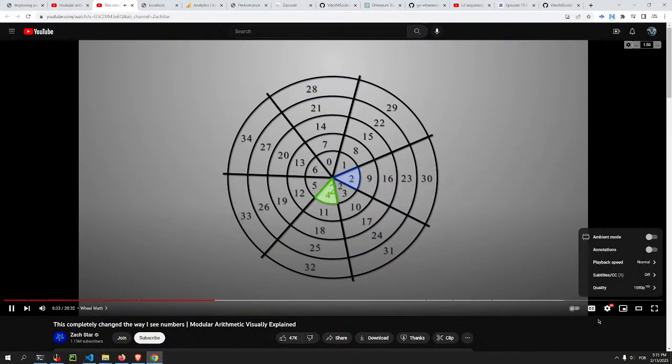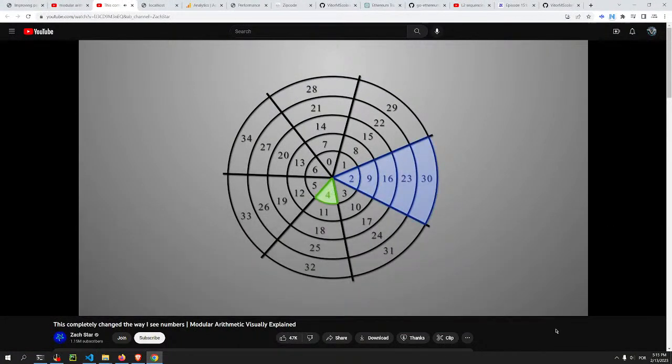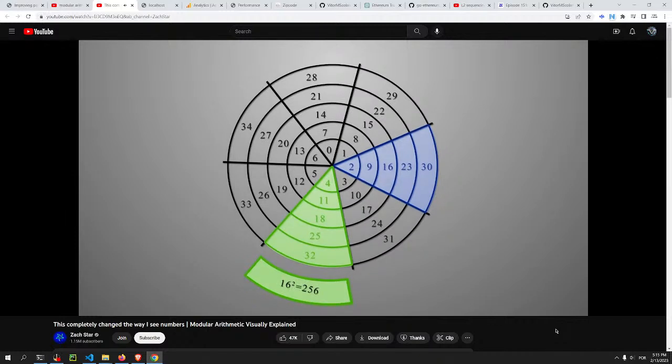2 squared is of course 4, and this tells us that anything in this blue section squared will output a number in this green section, where we found the 2 and 4 respectively. So since like 16 squared is 256, I know I'm going to find that number further up this green section. This isn't deep math or anything, by the way.